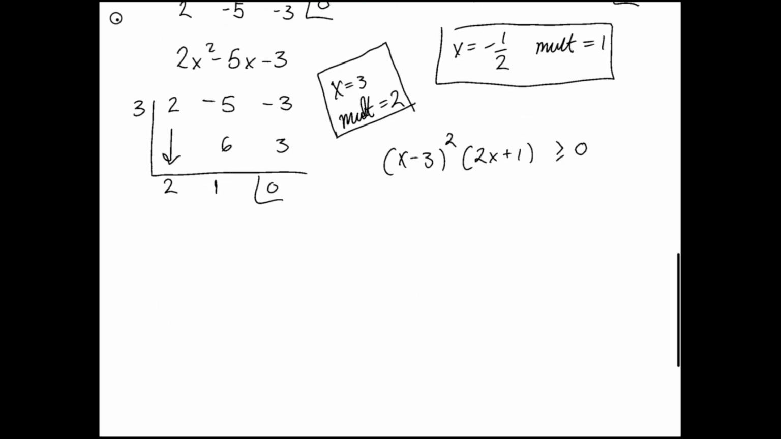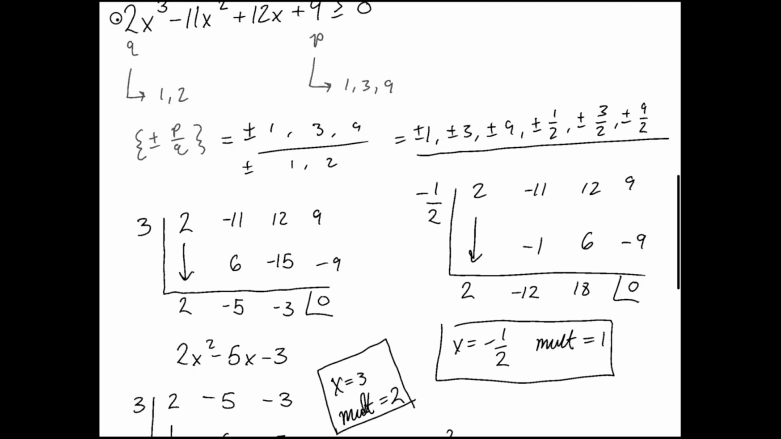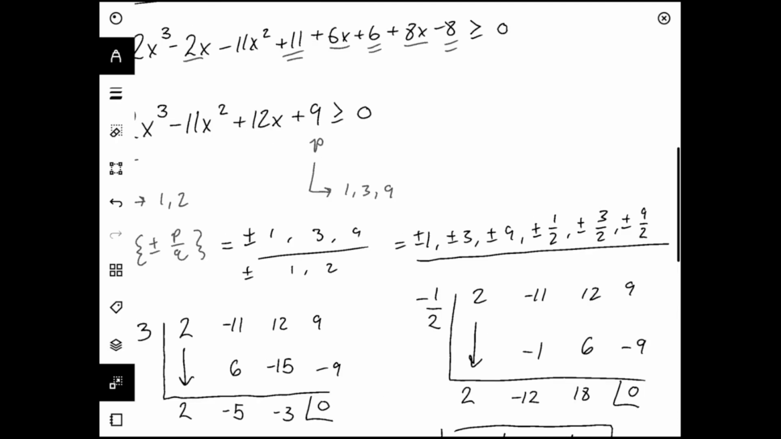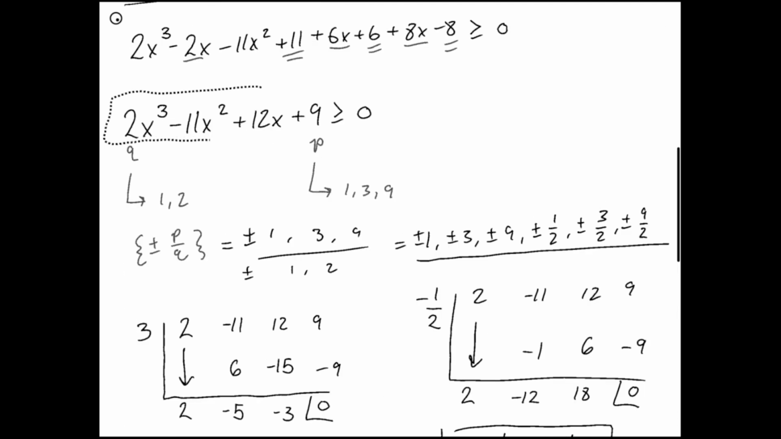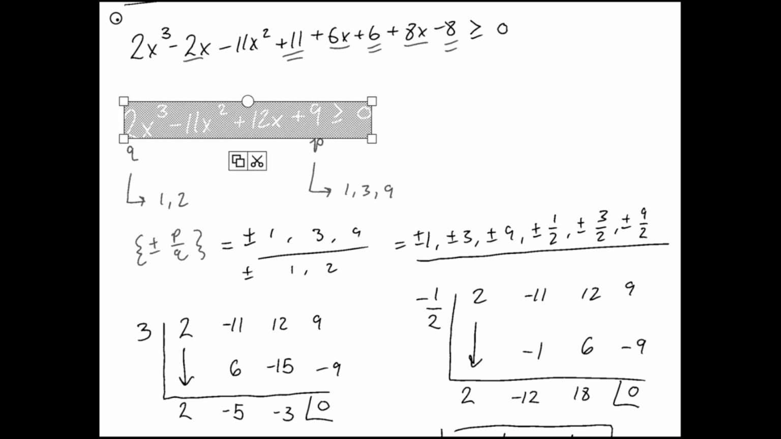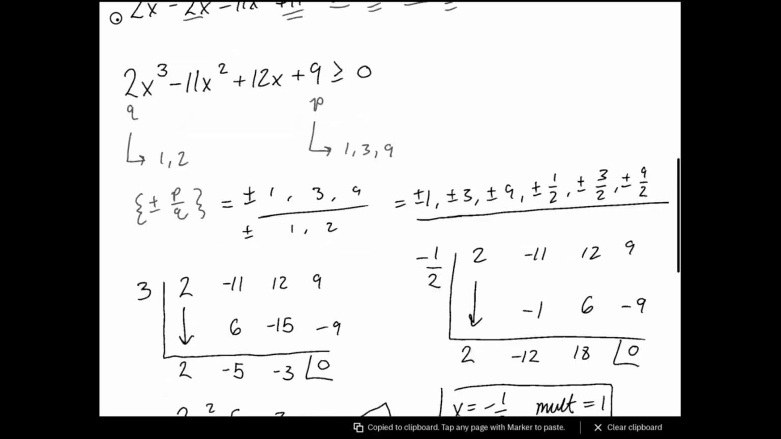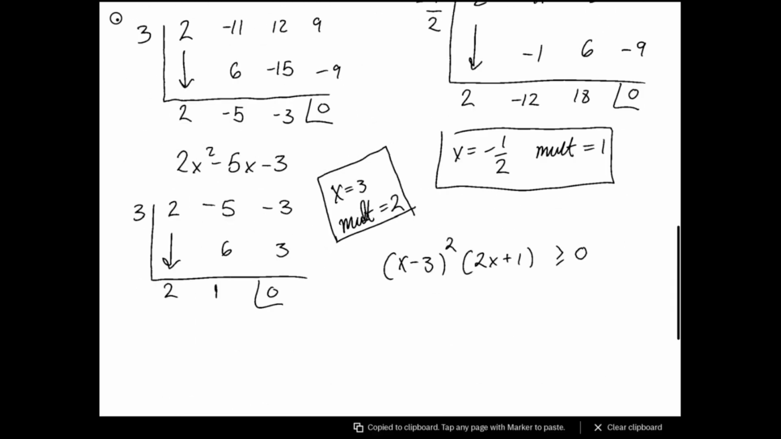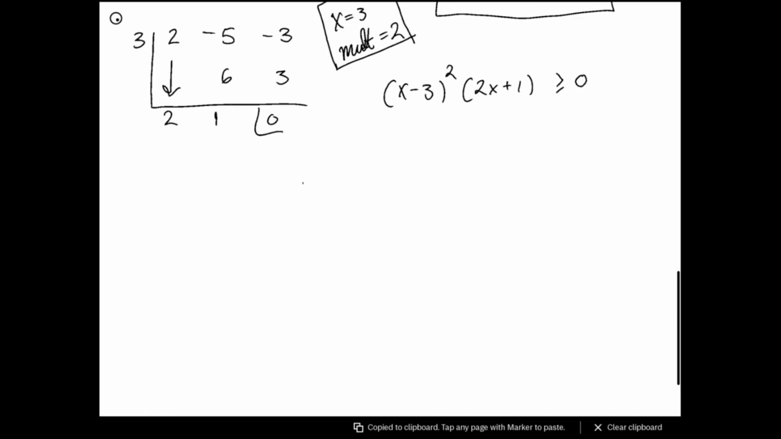Well, we need to know when this function is greater than 0 and when it's less than 0. So I found a couple of things. I know the zeros, so actually real quick, let's bring the original function back down just so we know what we're working with. I'm going to copy and paste this.